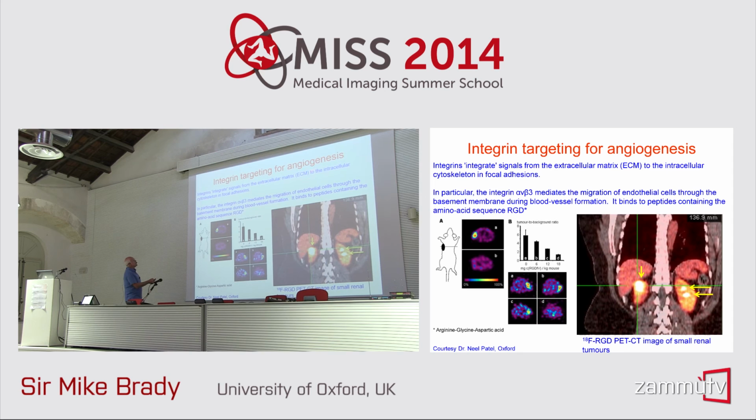And what we can do is that there's a particular integrin, which is known as alpha V beta 3, which mediates the migration of these endothelial cells. I told you about endothelial cells, the things on surfaces, right? So this thing mediates the migration of those cells through the basement membrane, that basal membrane, right, during blood vessel formation. I told you it was like wound repair. Right, so this integrin, alpha V beta 3, is fundamental.